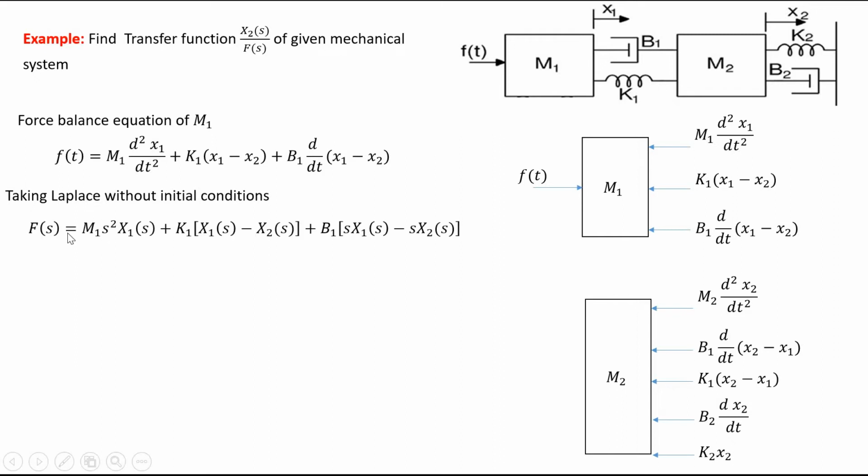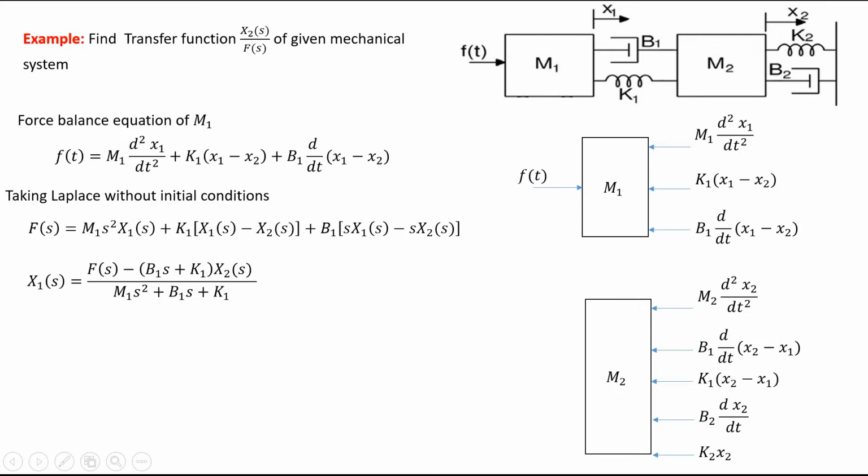So f of t becomes f of s, d square x1 by dt square becomes s square into x1 of s. Here k1 into x1 minus x2 becomes x1 of s minus x2 of s. Here d by dt of x1 becomes s x1 of s, and d by dt of x2 becomes s into x2 of s. So we can take x1 of s. So x1 of s will be equal to f of s minus b1 s plus k1 into x2 of s, divided by m1 s square plus b1 s plus k1.